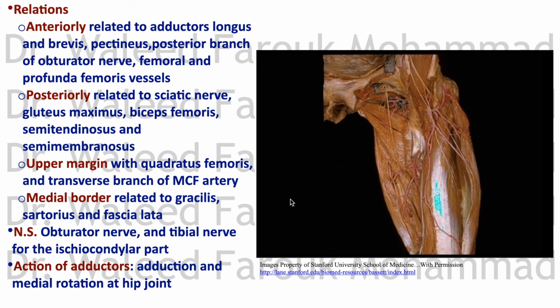The nerve supply of the muscle is the obturator nerve for the pubic fibers and the ramus fibers, and the ischiocondylar head is supplied by the tibial nerve. Please do not forget this. So the tibial nerve supplies the ischiocondylar part, the vertical part, and the obturator nerve supplies the rest of the muscle. Now, the action of the adductors, the muscles we studied, is adduction and medial rotation at the hip joint.